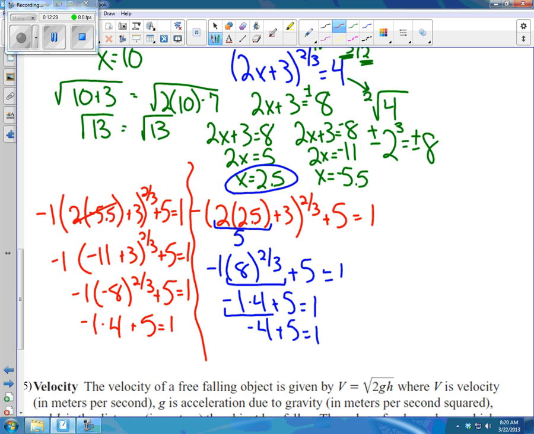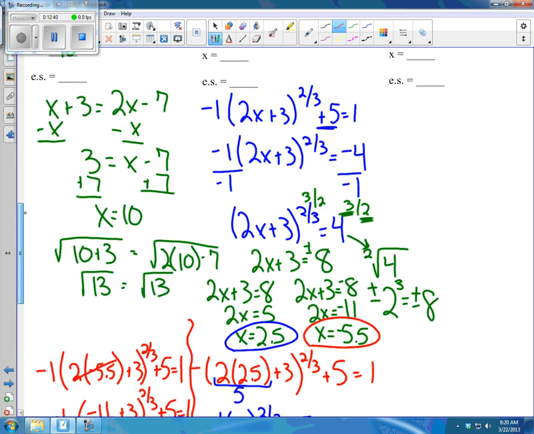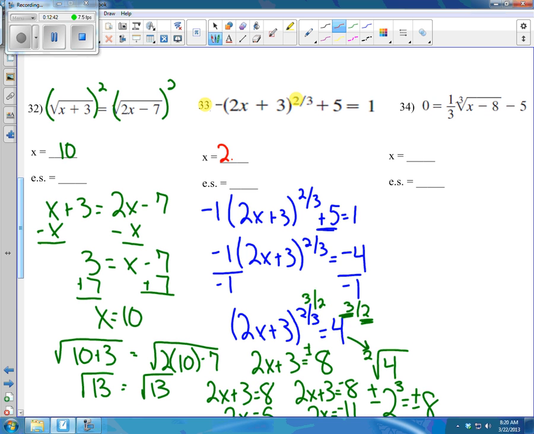I'll multiply that 4 times negative 1. And again, does the left equal the right side? It does. I'll get 1 equals 1. So both of these answers actually work. Neither of them are extraneous. So I can put both of them in here.